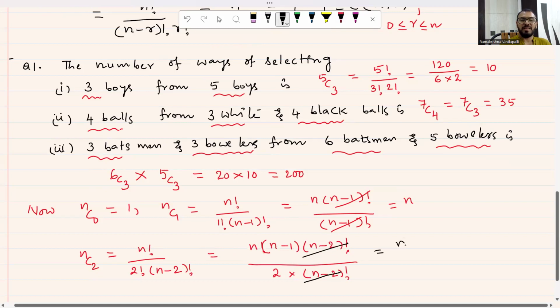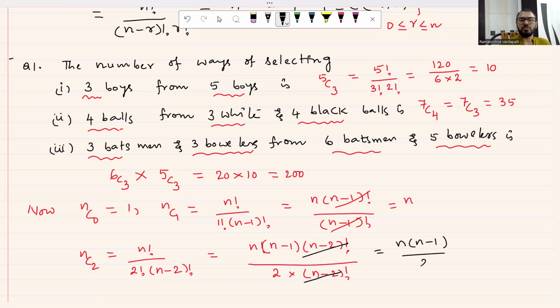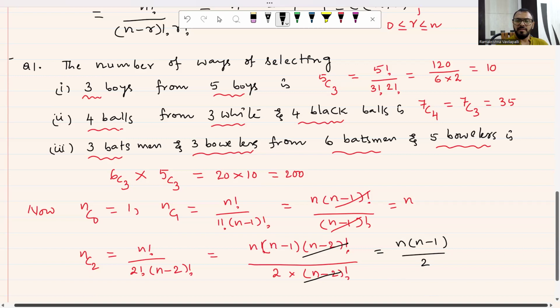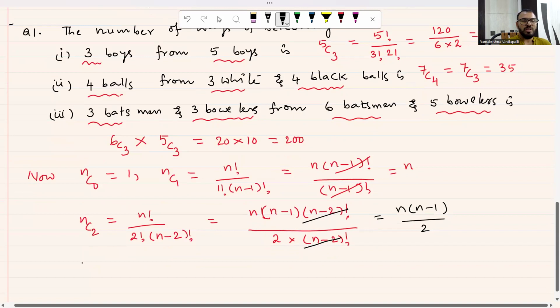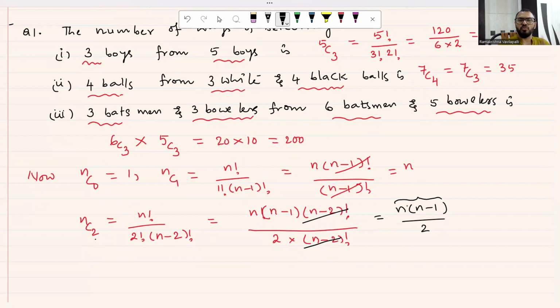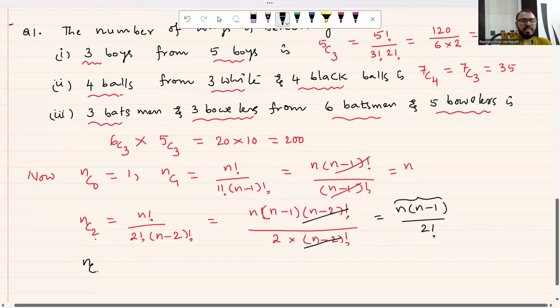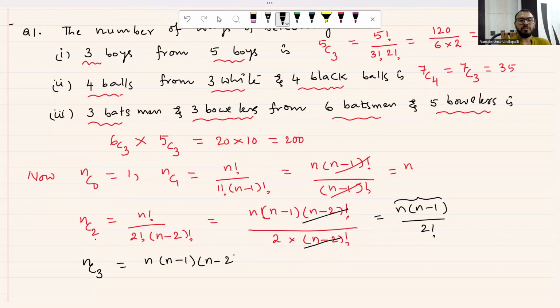We got directly n into n minus 1. These formulas will help us to simplify these combinations very fast. Now you see nC2 is nothing but n into n minus 1, product of 2 numbers, by 2 factorial. So now directly we can write nC3: n into n minus 1, again decrease by 1, only you have to write 3 products by 3 factorial.